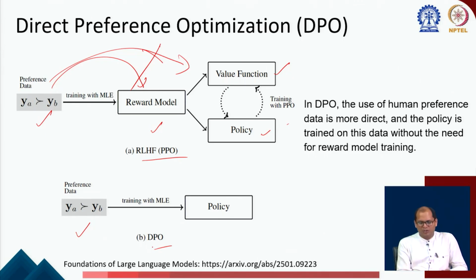While in DPO, you will directly use the preference data to train your policy, right? So you don't have a reward model separately. This becomes much more directly used in DPO, and the policy is trained on this data without the need for reward model training. And why are these two equivalent is what we will see. So we will see they are equivalent.